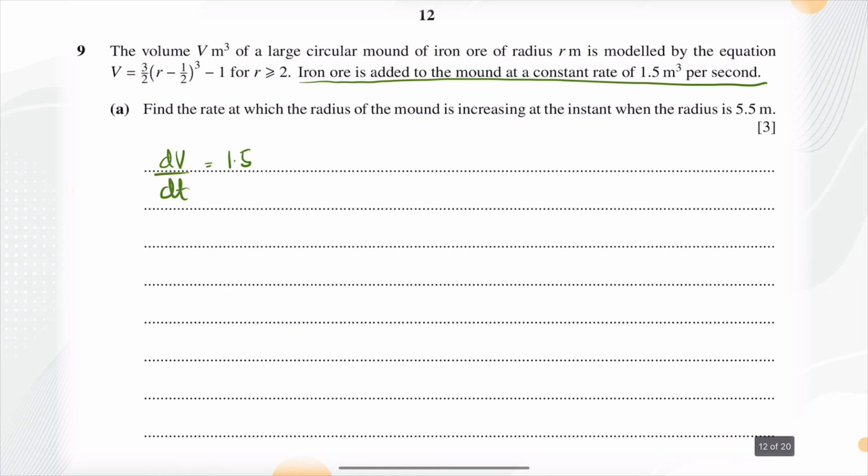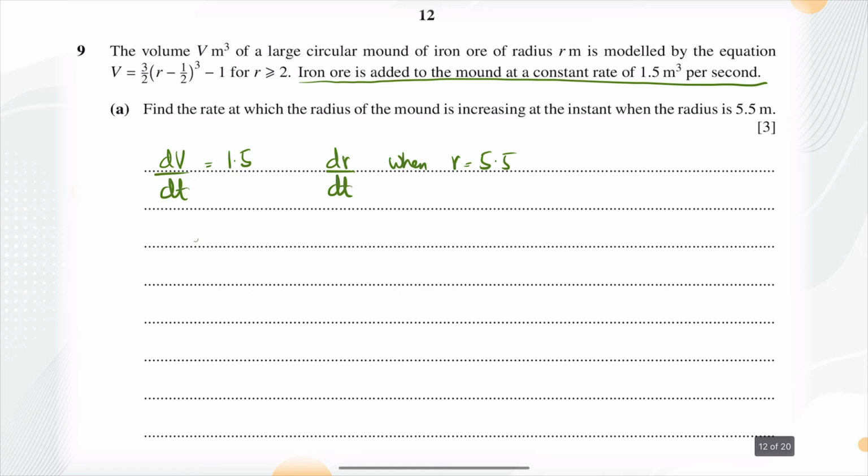Okay, now let's see what the question says. Find the rate at which the radius of the mound is increasing at the instant when the radius is 5.5. So we want to find out dr by dt when r equals to 5.5. The first thing you want to do, before you do anything else, is make a chain rule over here so that you know exactly what you already have and what you need to find out in order to calculate dr by dt.